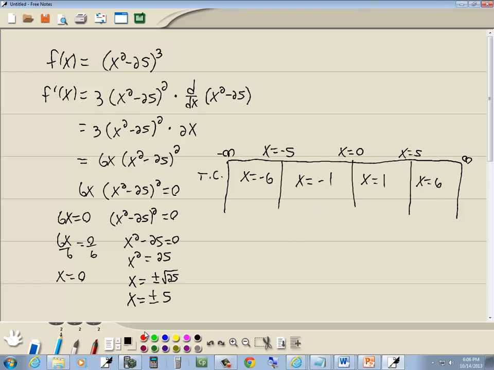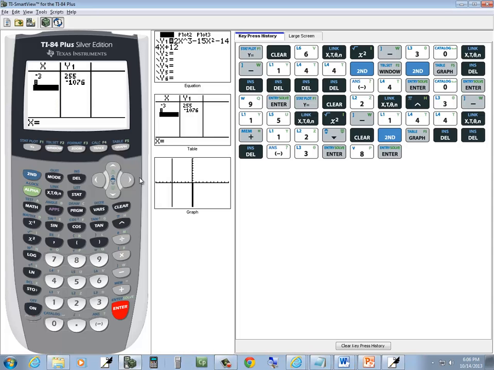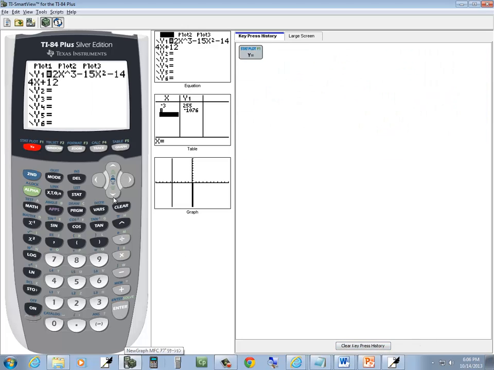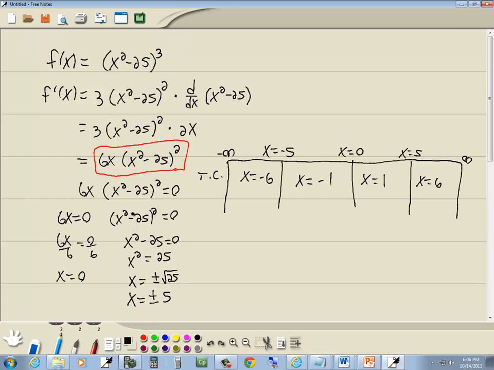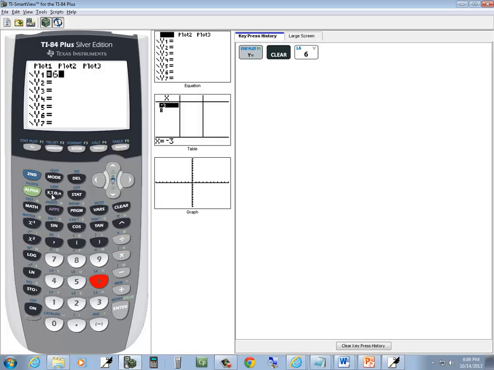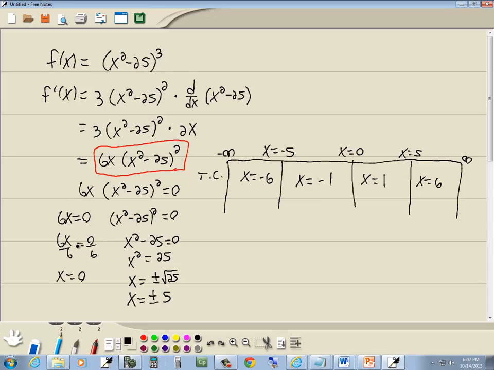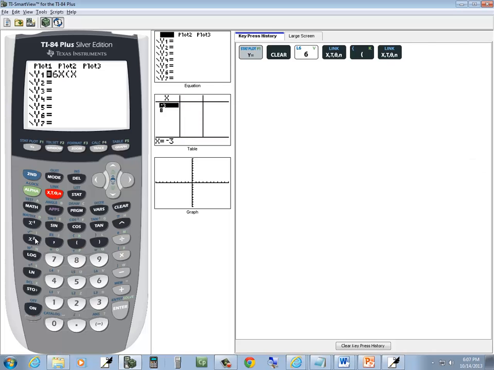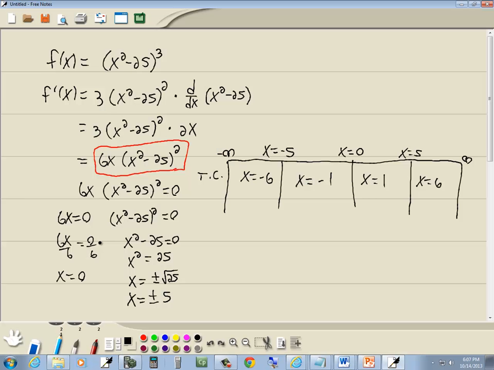Now we want to plug those into our derivative and see what it gives us. Our derivative is right here. So let's go plug that in the calculator. Press my y equals, clear, and we got 6x, beginning parentheses, x squared minus 25, closing parentheses, squared.